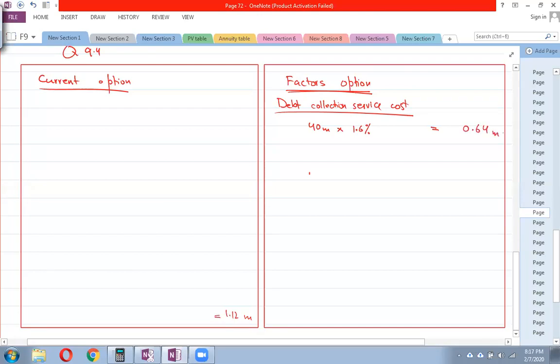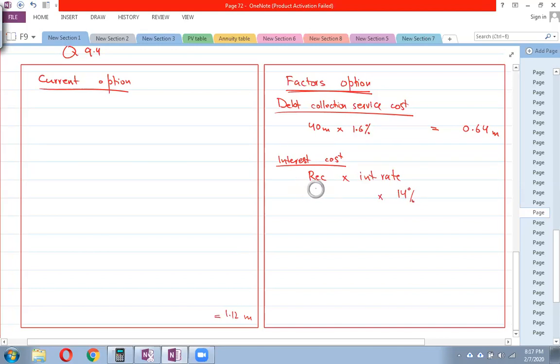Apart from that, our interest cost will be reduced as well. So how much will be the interest cost? Try to calculate the interest cost before me this time. Interest cost was receivable multiplied by the interest rate, right? Remember, the factor is not giving us the financing facility in this particular question. So the interest rate will still be the overdraft interest rate. It is still 14%, right?